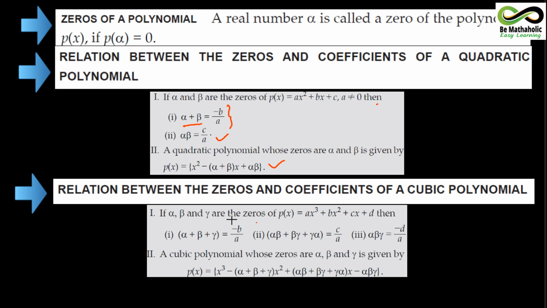Now let's talk about the cubic polynomial. Here we are going to take one more Greek letter, which is called gamma, spelled G-A-M-M-A, and it is to be written like this. One is alpha, this is beta, and this is gamma. So the sum of the zeros is minus b over a, the sum of the product of the zeros taken two at a time is c upon a, and the product of the zeros is minus d upon a. Please remember all these relationships of the quadratic as well as the cubic polynomial.